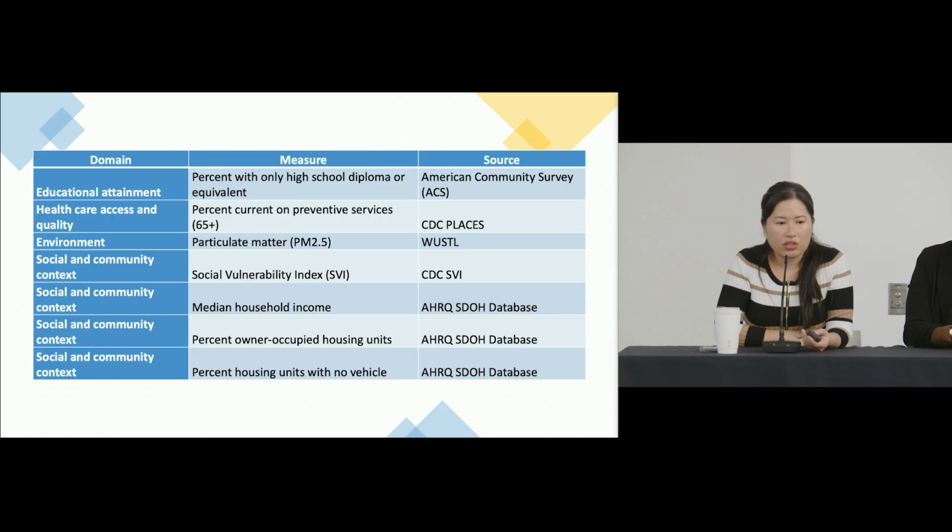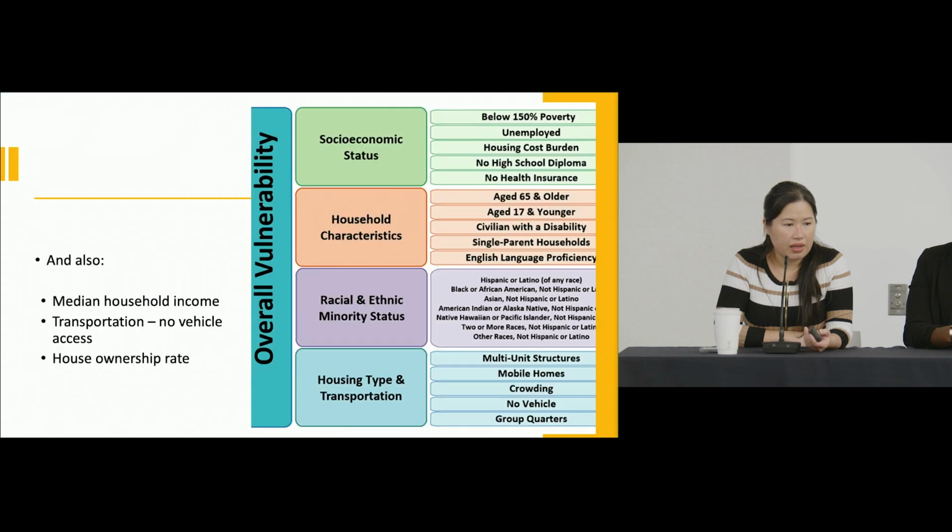So here are some of the measures that we use to add to this new data set, looking at ACS data, CDC PLACES, the SVI, and the AHRQ SDOH database. And for the SVI, here is some of the breakdown of what we're looking at: socioeconomic status, household characteristics, racial and ethnic minority status, housing types, and transportation. So this is the first of our work on this data set, so we'll continue to add as we go along.